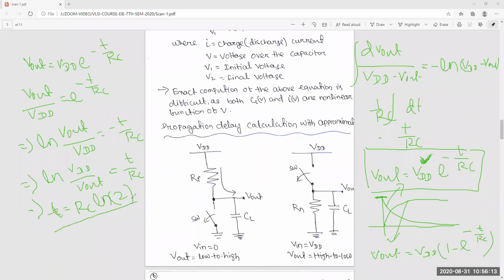So please, up to this point. Yes. Okay, so your V out is nothing but VDD by 2, 50% of that VDD. Okay, VDD by 2 will come. So this is your TP. Okay, this is nothing but your TP. So if you put this value, that ln 2, then TP is equal to 0.69 RC.